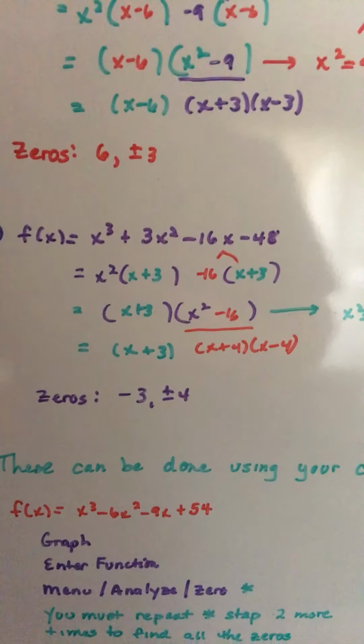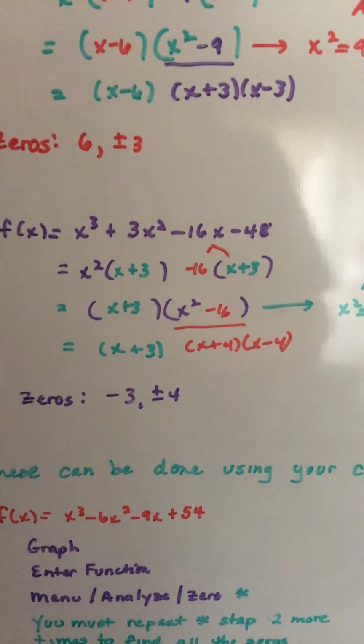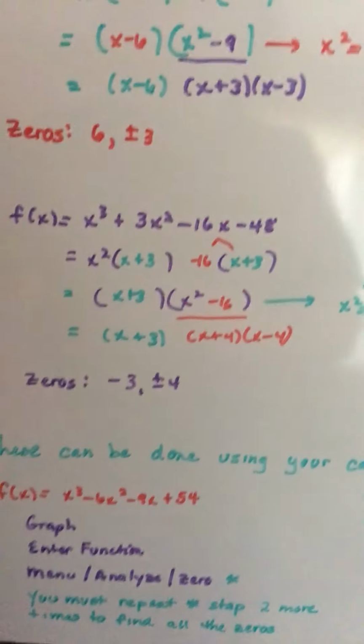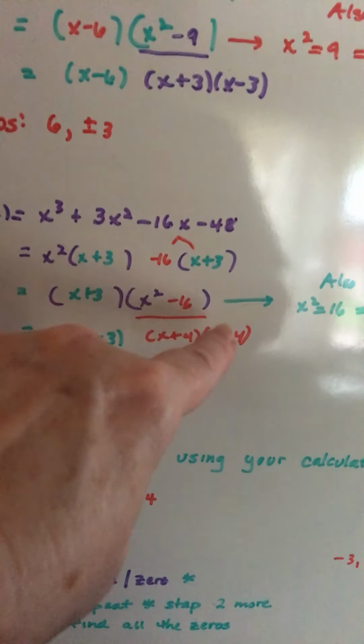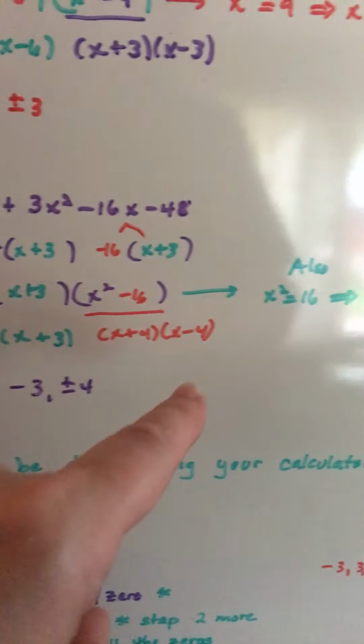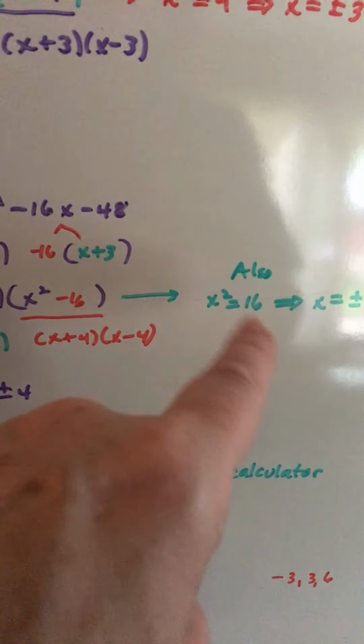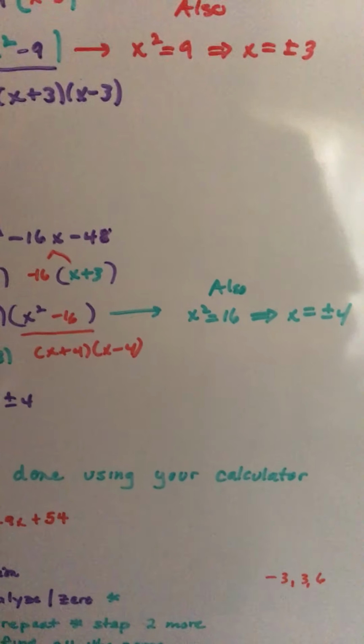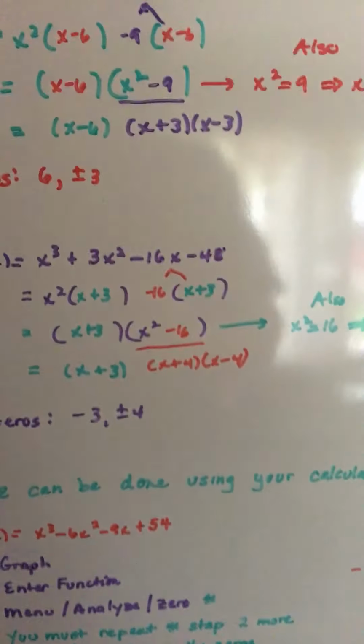Again, I just did another review, because when we did grouping before, we ended up with just x squared minus 16, so you could factor and get plus or minus 4, or x squared equals 16, and you get your plus or minus 4 that way.